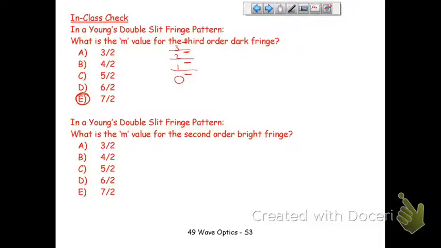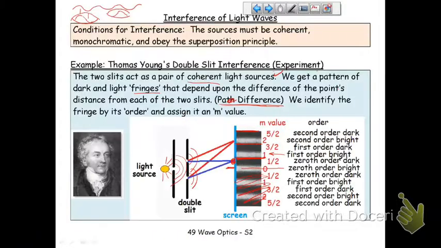Okay? Let's go back and just see. This is my 0th order dark fringe, my first order dark fringe, my second order dark fringe, that's 5/2. My third order dark fringe will be 7/2.